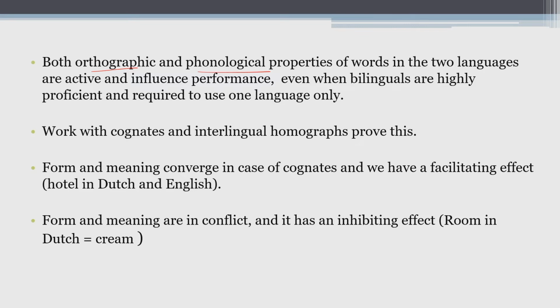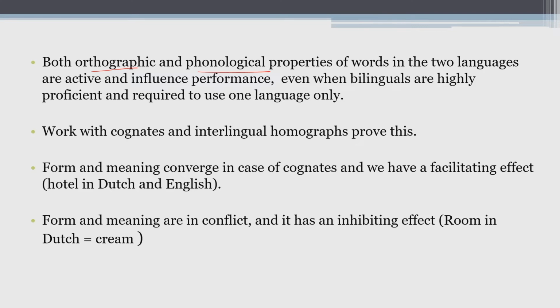One would expect that a bilingual who is not highly proficient in the second language would have more interference from the first language on the second language, but that is not the case. The findings suggest that even in very highly proficient bilinguals, the orthographic, semantic and phonological properties of both languages impact each other in any kind of bilingual language processing, even when only one language is utilized. Initial work focused on cognates and interlingual homographs to prove this, but now a large range of data also points to the same situation.